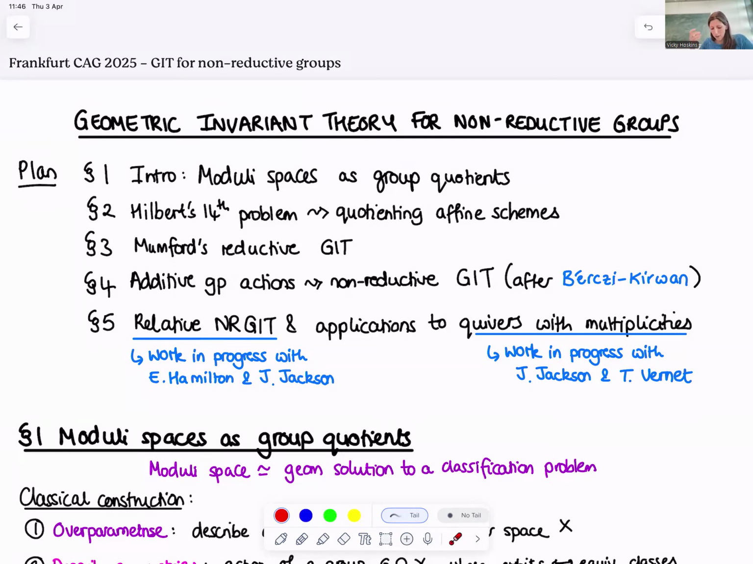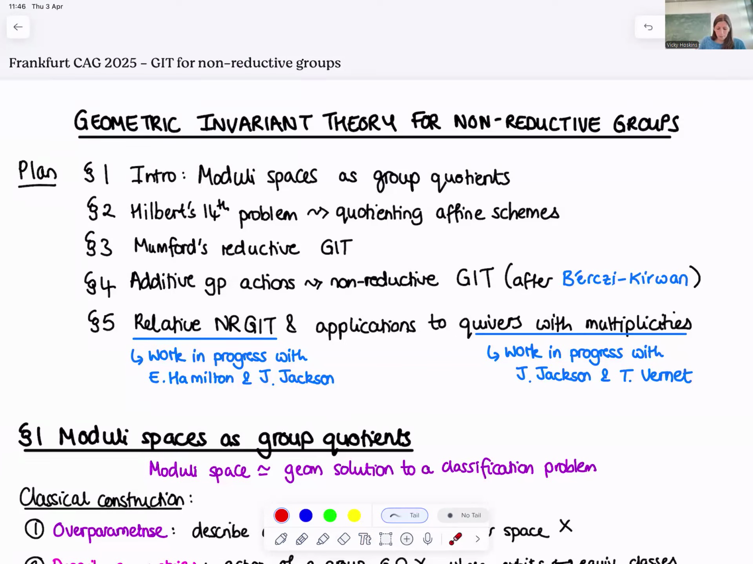And then I think the second part of my talk is going to have some overlap with Anna Maria's talk from yesterday. So I'm going to talk about Hilbert's 14th problem, which is related to quotienting affine schemes and what goes wrong for non-reductive groups, which I think you saw a lot about yesterday. And then after that, I'm going to give a very quick recap on what happens in the good case when the group is reductive. And then finally, we're going to talk about the easiest non-reductive group, which is just the additive group.